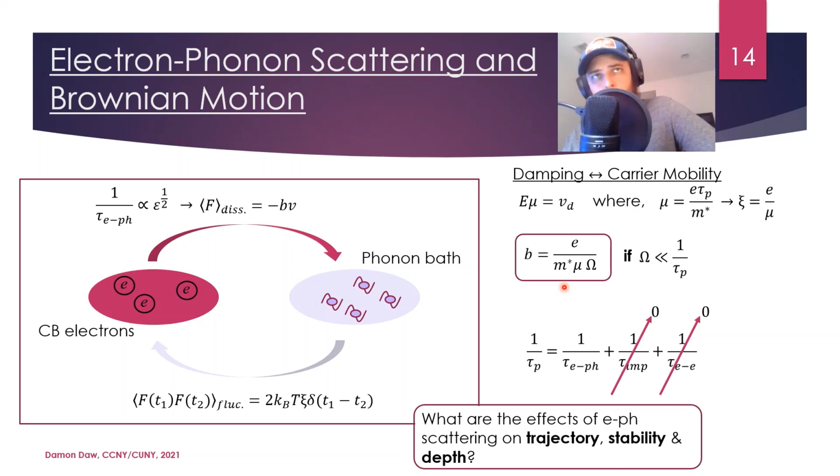So we talked about this characterization of the phonon-electron interaction in terms of Brownian motion. But let's go back and start talking about what this means for trapping. We need to talk about what happens to the trajectory, stability, and depth of a trap when you have something like a Brownian electron that's being jostled by all these phonons.